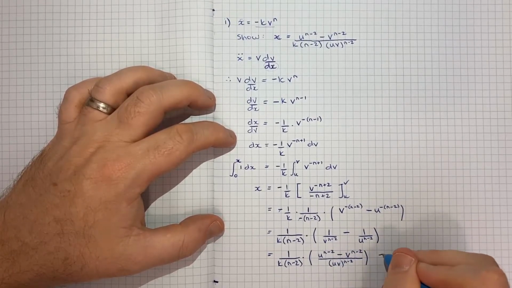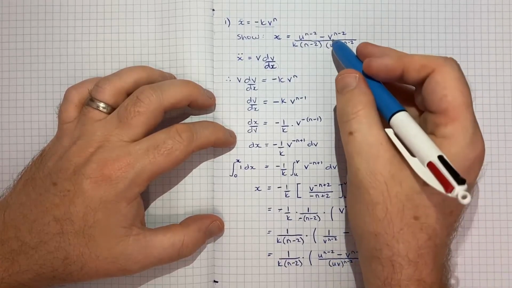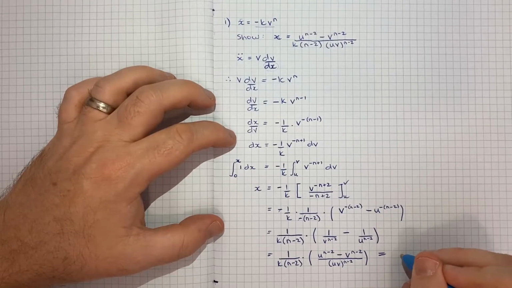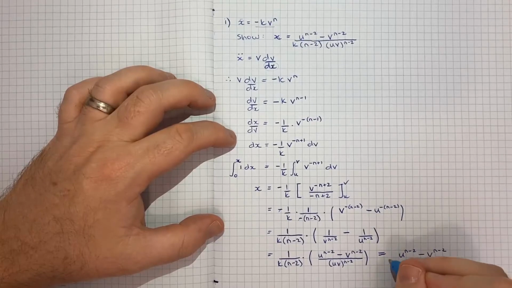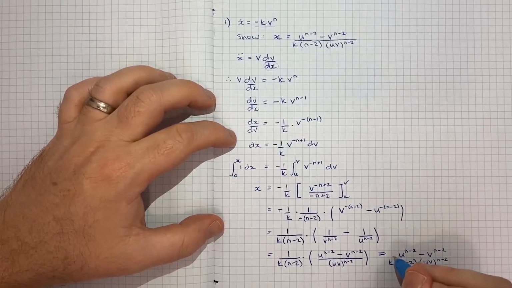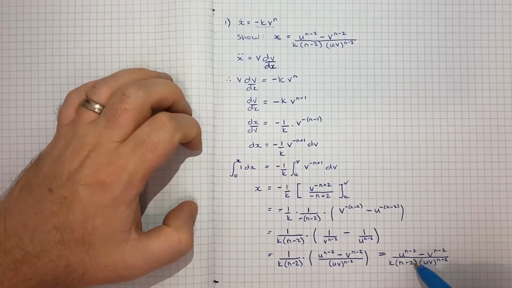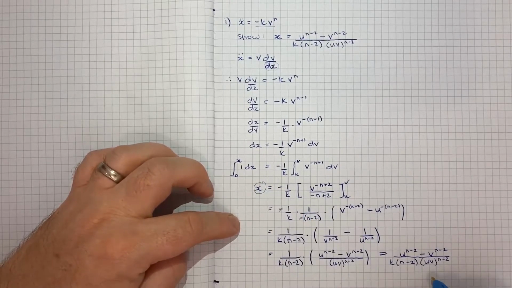And that we can see is equal to, if I just for clarity write it exactly the way we see it, (u^(n-2) - v^(n-2)) over k(n-2)uv^(n-2), as required. So that's part 1 done. We've got our result for x.